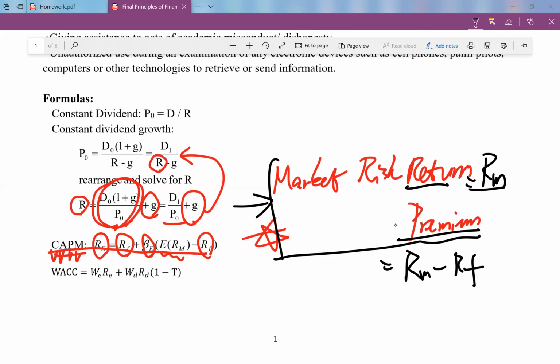Last question on the final exam: the formula sheet has the comprehensive formula for the weighted average cost of capital, right? So we have the weight of the equity times the cost of equity, plus the weight of the debt times the cost of debt after tax. So be careful: for the debt, you have a benefit of avoiding the tax payment. That's why you have times 1 minus t.